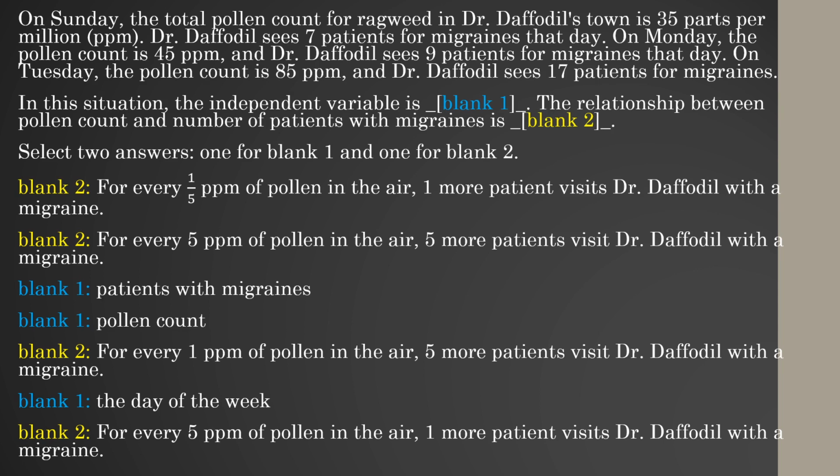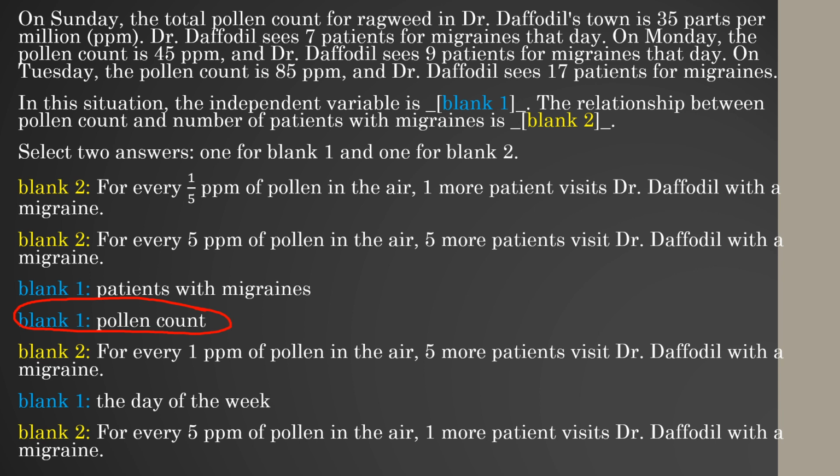In this situation, your independent variable is going to be your x. Your independent variable is something that is not responsive to something else. Say if I'm in a car and I'm driving, I need to put gas, right? The more I drive, the more gas I need. In that situation, your gas is your dependent variable because the amount of gas you need only changes based off of how much you need to drive. So here, the more pollen that's in the air, the more patients he sees. So that makes the pollen count the independent variable.